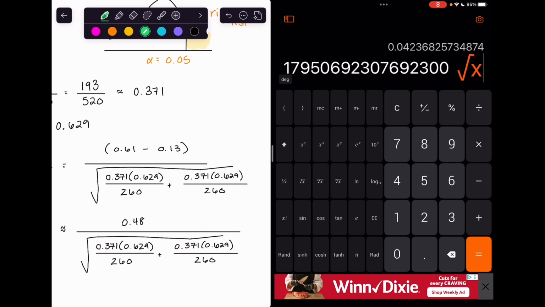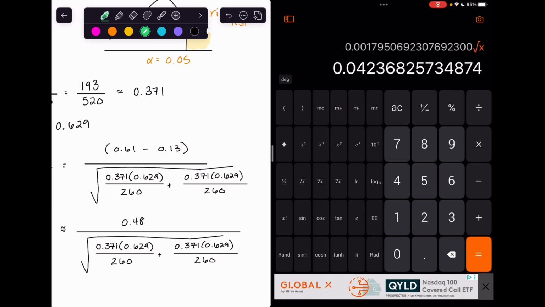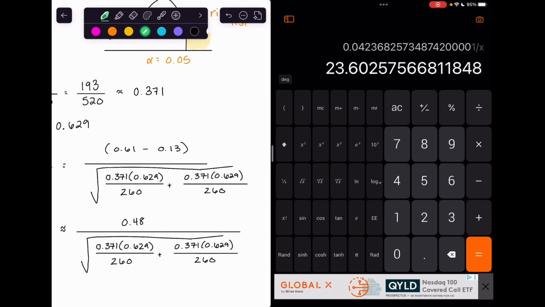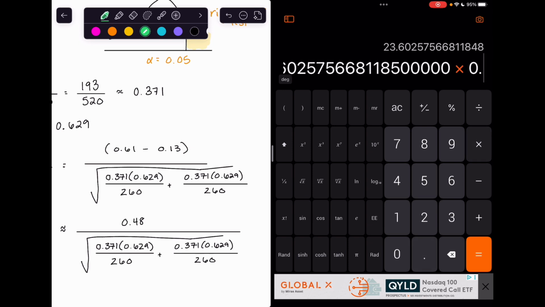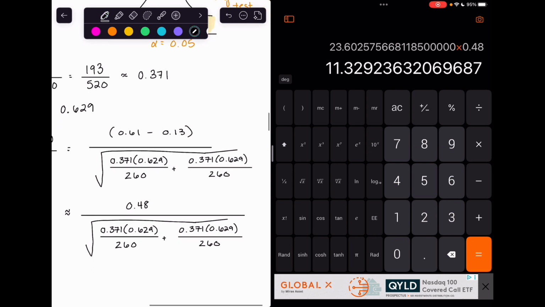So now I'm going to take the square root of that, and it gives me this value. And now I want to flip it in the denominator. So this is where I press that 1/x button. So basically now that's going to give me 1 over the bottom. I'm going to times that by 0.48. And so my test statistic is about 11.33, rounding to 2 decimal places.